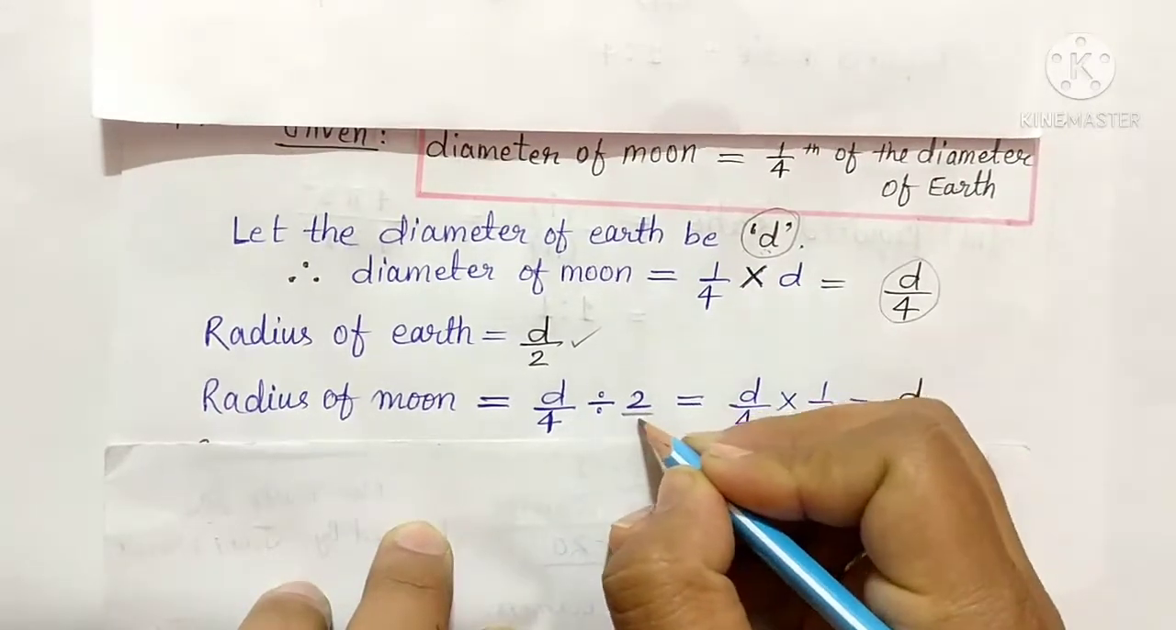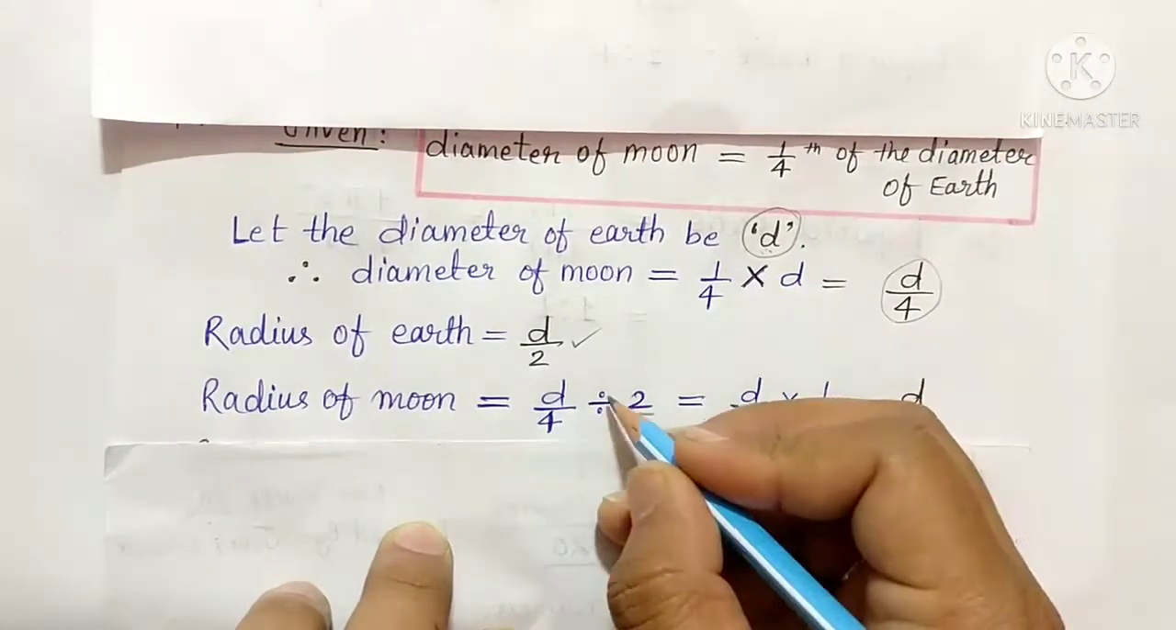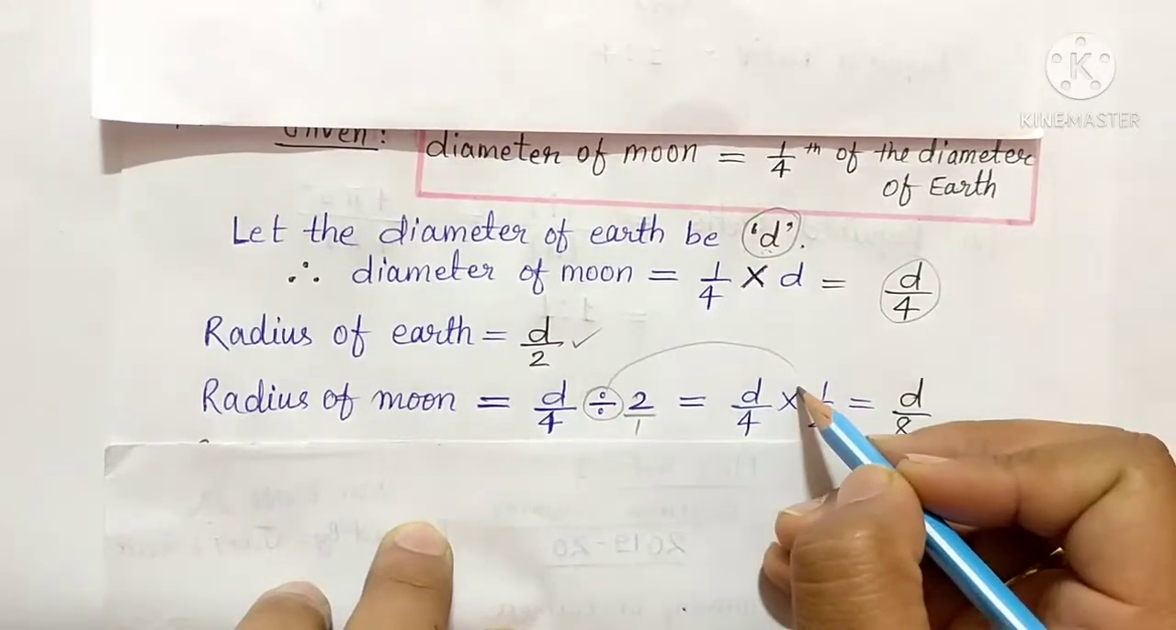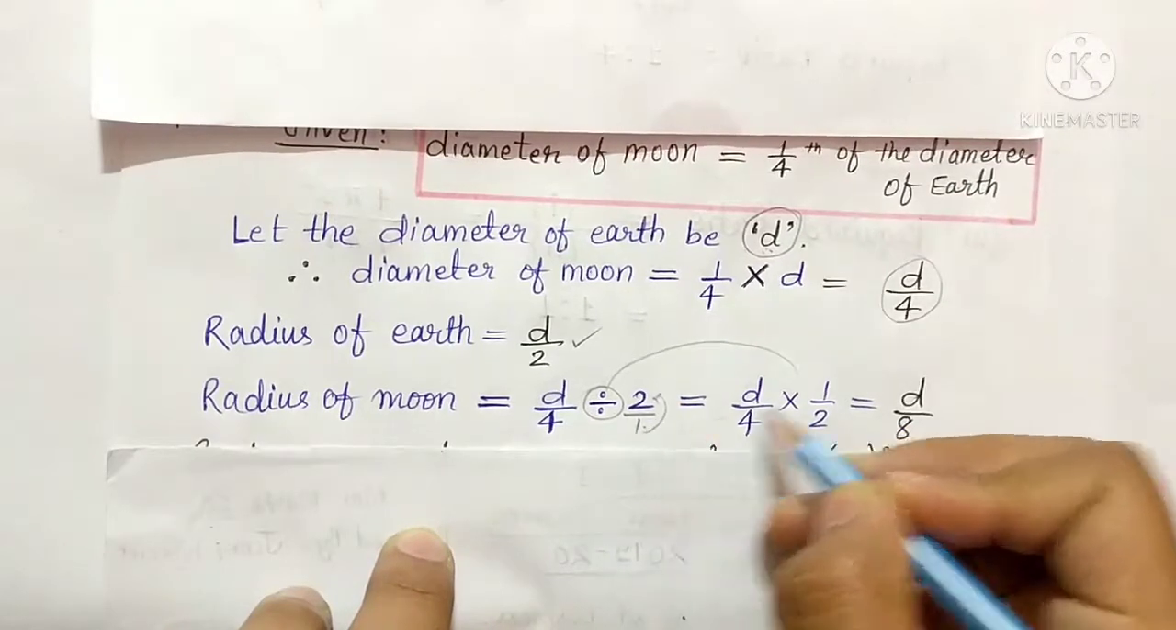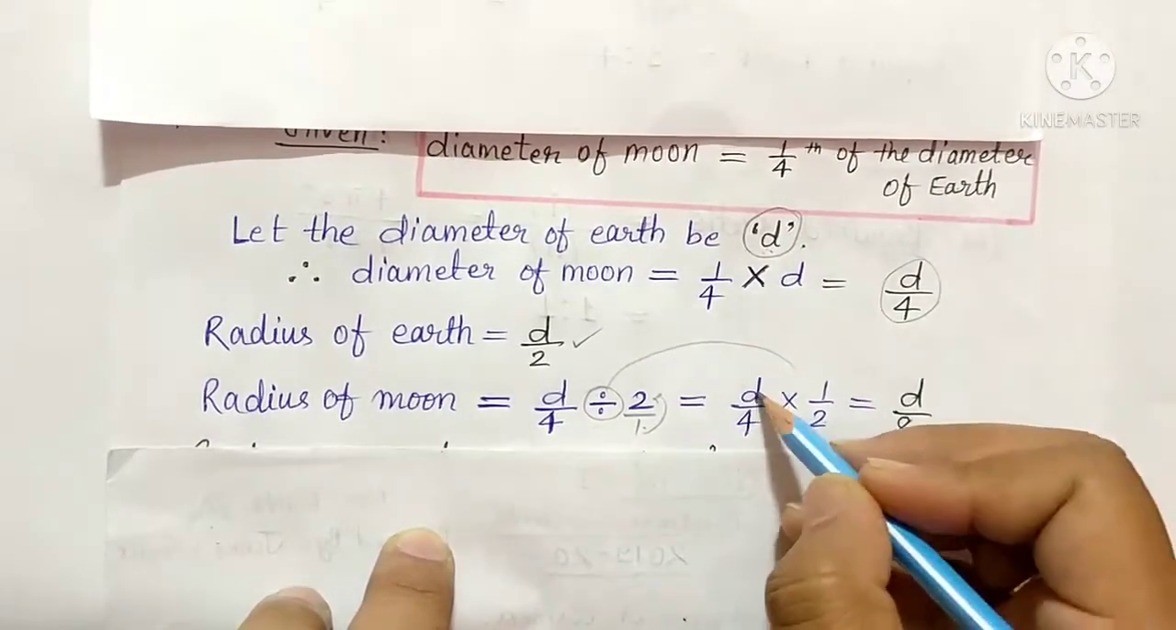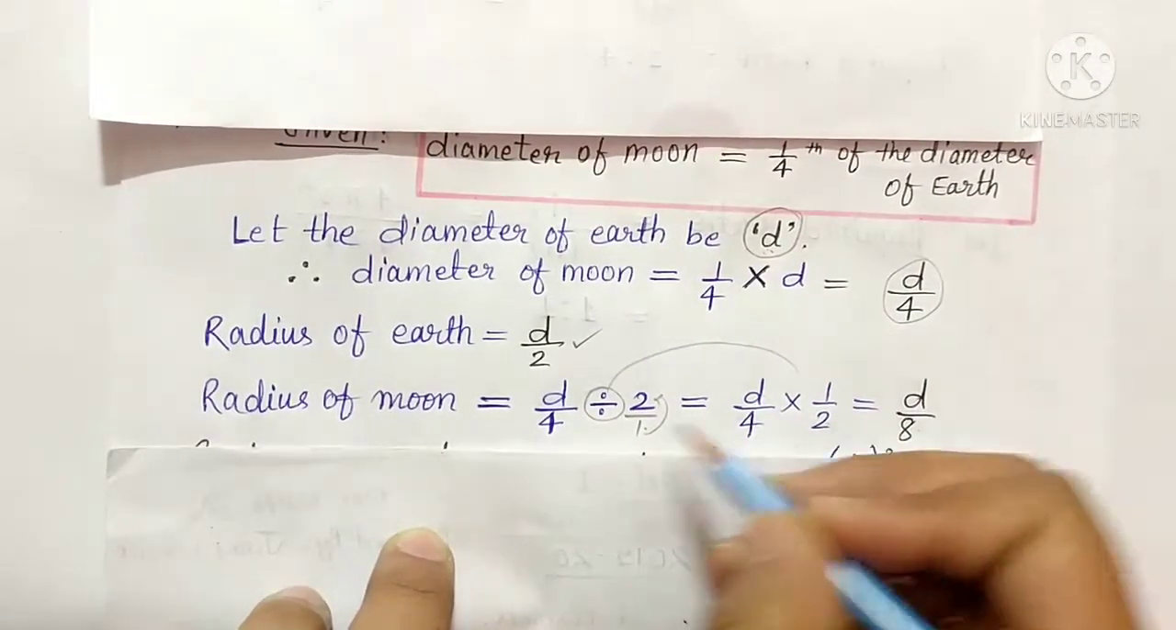So diameter d upon 4 divided by 2. We can write 2 as 2 upon 1. So it will become a reciprocal. In place of divide, what will come? The multiplication sign. So d upon 4 multiplied by the reciprocal, 1 upon 2. So 2 fours are 8, d ones are d. So it comes d upon 8. That is the radius of the moon.